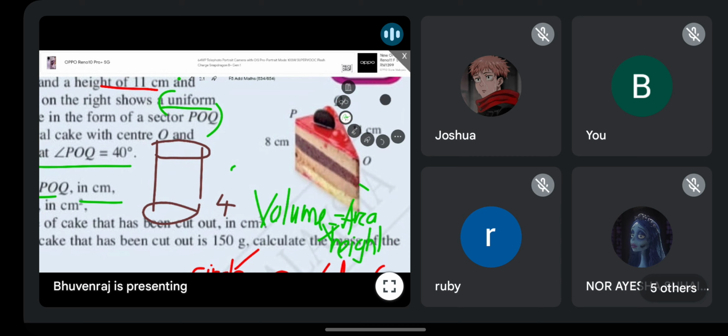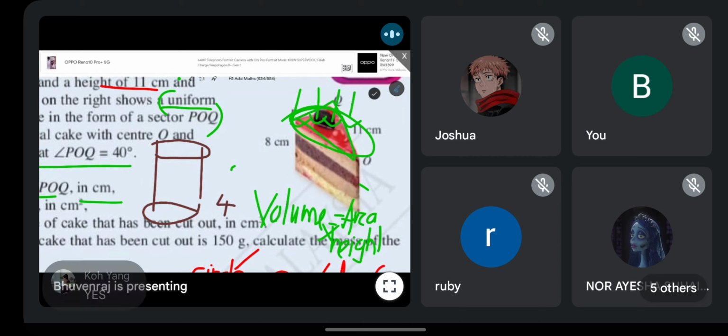You try to compress this cake from on top. Kamu cuba mampatkan cake ni. Kamu tolak dari atas sampai ke tapak. So guys, you all think and see. Will you get the same shape of this until the bottom? You try to imagine and see. You press this cake until the bottom. Will you get the triangle or the sector here? Yes or no? Yes.